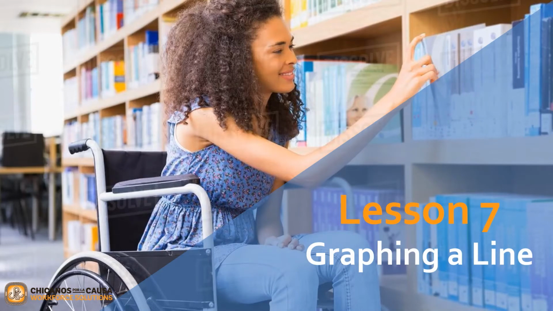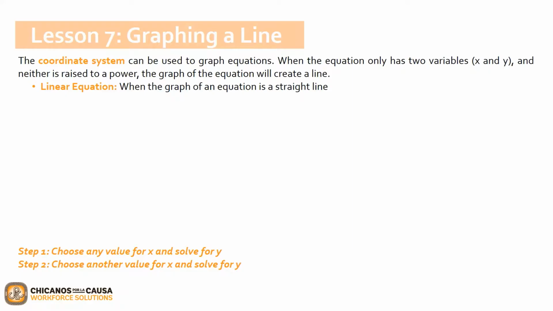Lesson 7, Graphing a Line. Okay, so now we're moving on to lesson 7, Graphing a Line. So the coordinate system can be used to graph equations. When the equation only has 2 variables, x and y, and neither is raised to a power, the graph of the equation will create a line. A linear equation is when the graph of an equation is a straight line.